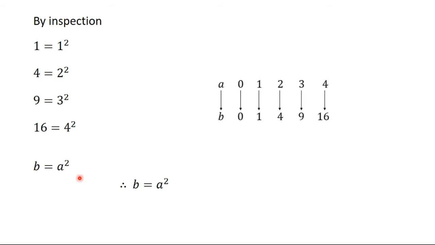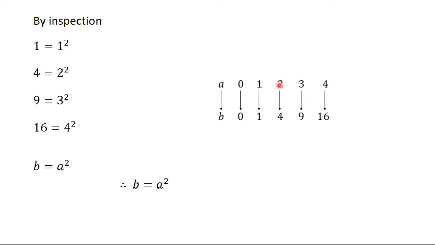So whenever you are being given a mapping that is not linear nor exponential, all that you have to do is to study the mapping. Inspect the mapping, and you can see that there is a common pattern. Use that pattern to form the rule. And here the pattern is that if you want the image, which is B, take the element and square it.